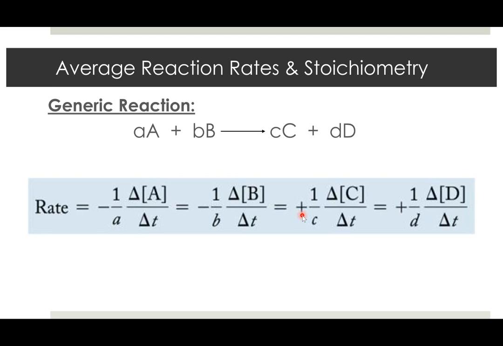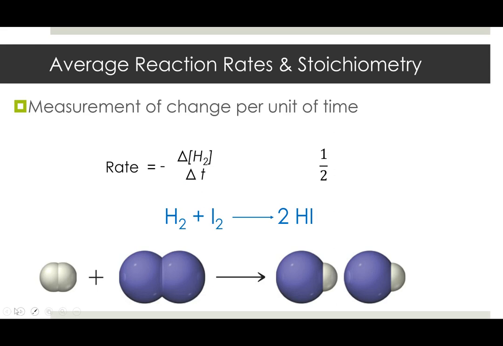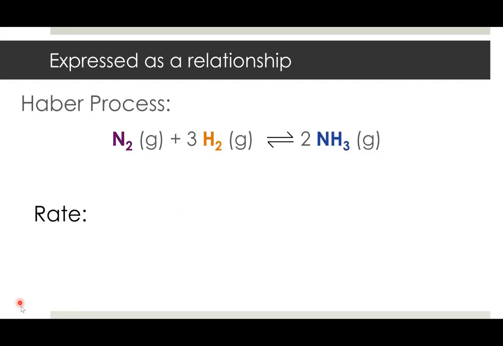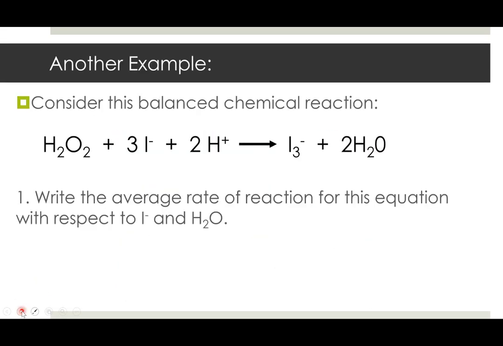So let's look at an actual example. Let's throw some numbers in here and see if we can really nail this idea down in our heads. All right. So consider the balanced chemical equation. So here's our balanced chemical equation. Write the average rate of this equation with respect to iodine and with respect to H2O.